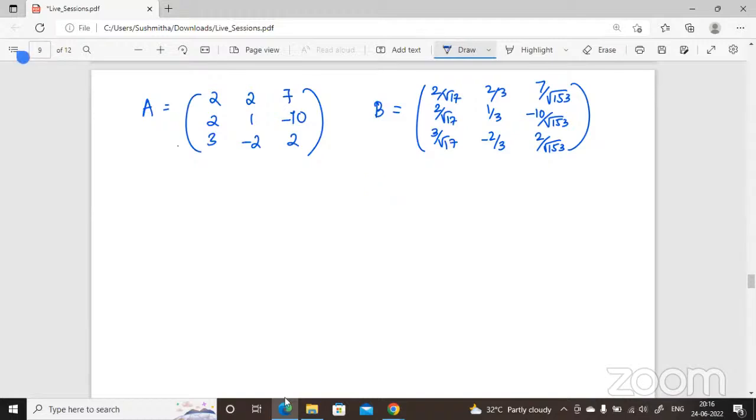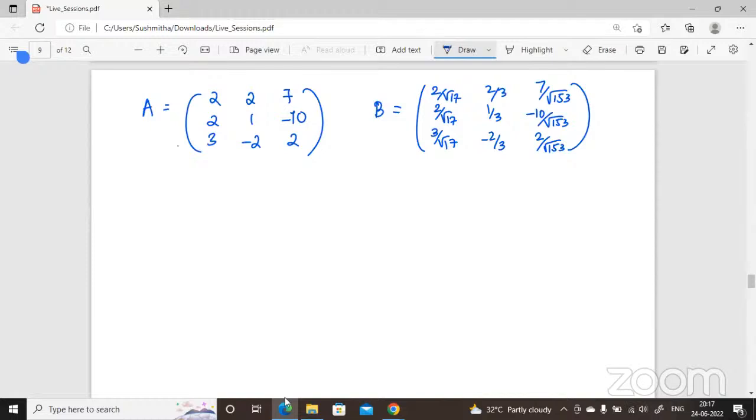Okay. Now, what can you tell about the columns of B? They're all unit vectors, right? First of all, because we have divided by the norm. Yes, madam. Okay. Are they orthogonal? 4 plus 2, 6, minus 6, 0. 14 minus 20 plus 6, 0. Column wise it is orthogonal, but row wise it is not orthonormal. Row wise, madam. Okay, row wise.